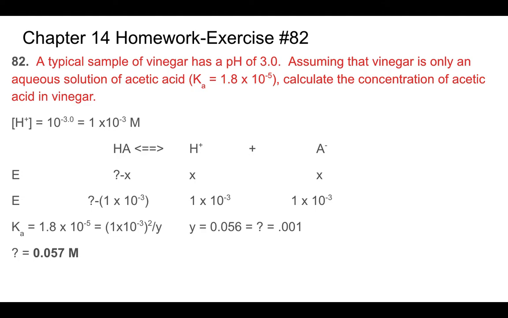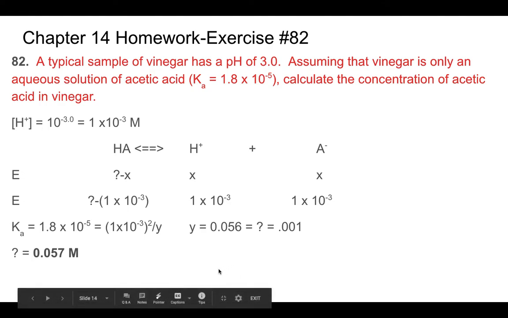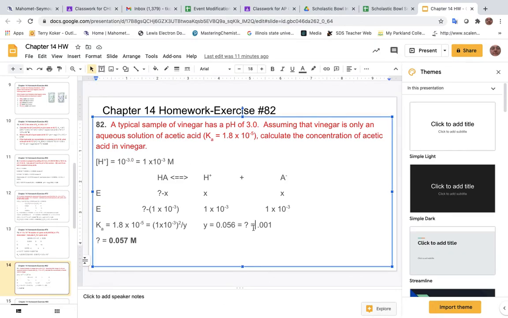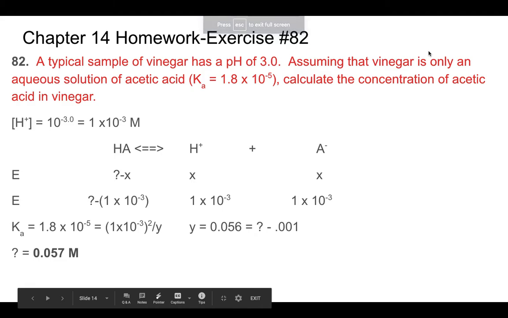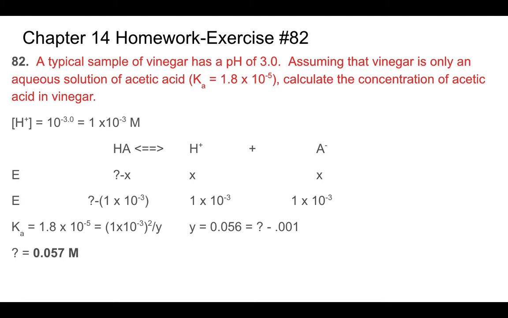So I know the Ka is 1.8 times 10 to the minus 5. So 1 times 10 to the minus 3 squared over, I should have typed it out here, but Y is my molarity minus 1 times 10 to the minus 3 number on bottom. I just called it Y. I solved for Y. I got 0.056. And that means 0.0056 equals the question mark minus 1 times 10 to the minus 3. So that means the question mark must be 0.057 molar. So we had 0.057 molar acetic acid. And it dissociated 0.001, and that works out to the proper Ka value.